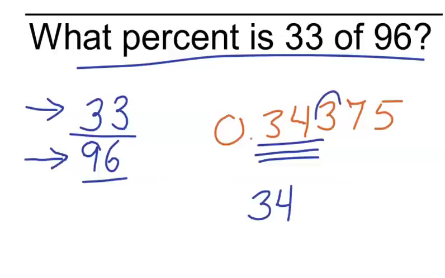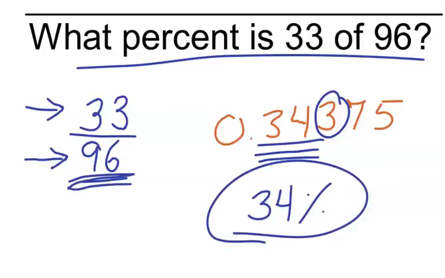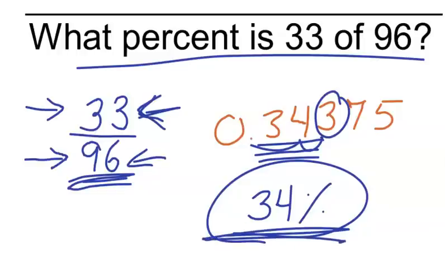And what we would do is we'd actually look at this 3, and if that was a 5 or higher, we'd make it 35%. But since that's not, we're just going to leave it at 34%. Okay, so if you took a test and there was 96 questions and you got 33 of them correct, then you would get a 34%, or 33 is 34% of 96. And that's how you would find that answer. You divide the denominator into the numerator. You're going to get a decimal, and then just move the decimal over 2 places. That is your percent. All right, that's how we do that one.